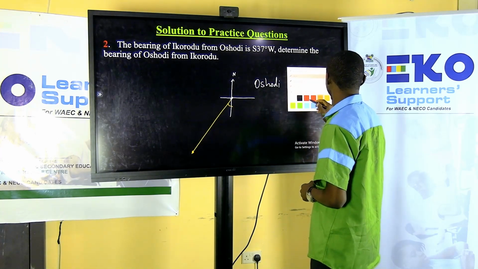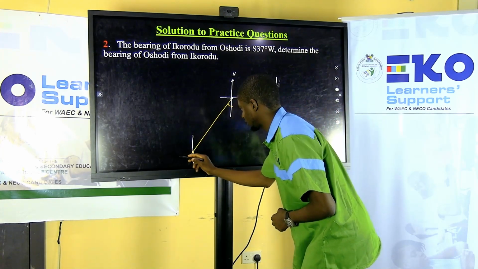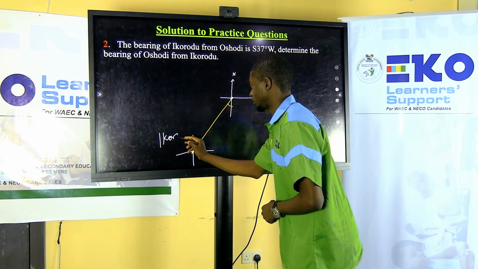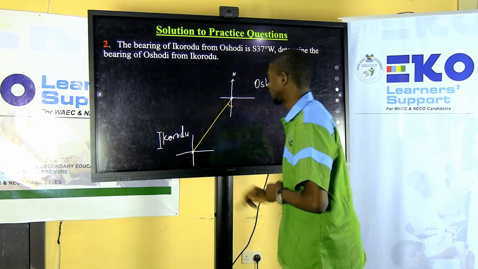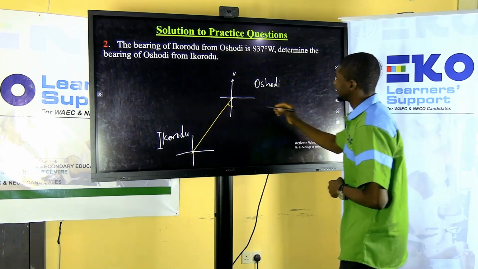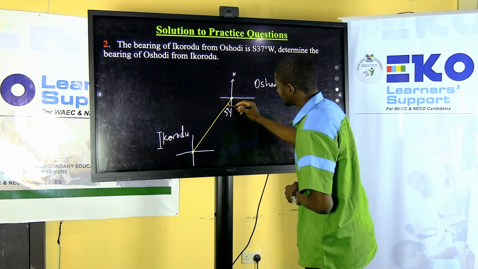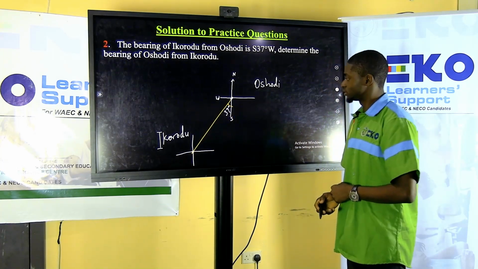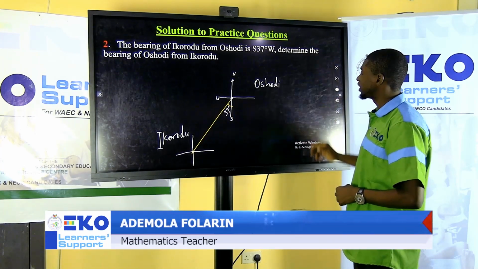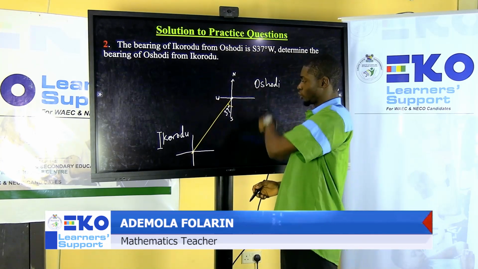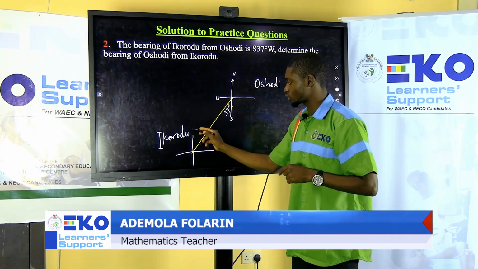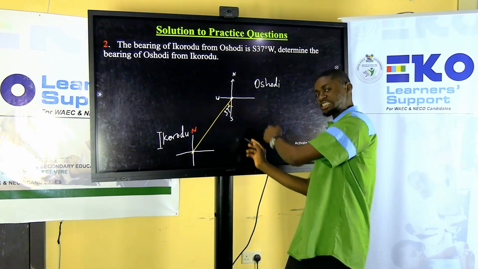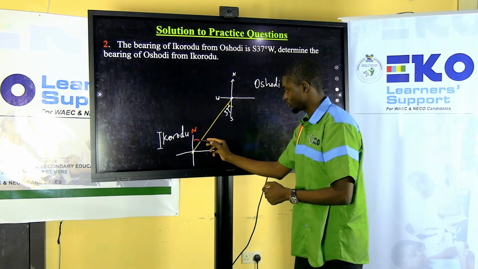So now that we have done that, this is Ikorodu. Yes, Ikorodu city. Now this bearing is 37 degree, right? Remember, southwest. So 37 degrees. Then the question is, what is the bearing of Oshodi from Ikorodu? From Ikorodu, this is the north of Ikorodu. So from Ikorodu, it falls into northeast. Northeast. So you have it here, northeast.